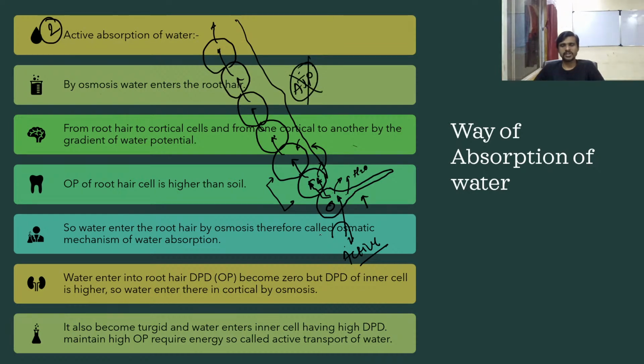But if you see the first cell, there is a high osmotic pressure inside the cell as compared to the soil, so at that time we require energy here, and because of that we call it active transport of water. So why do we call it active? It requires ATP.